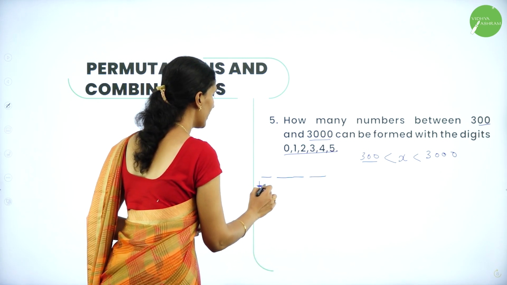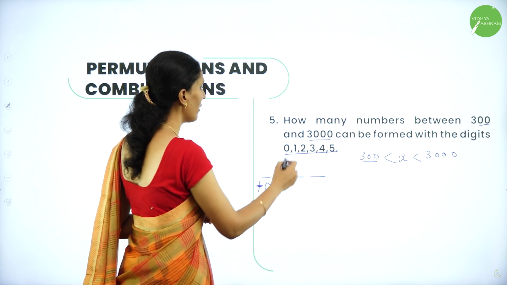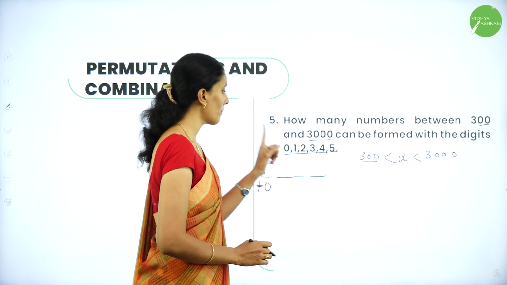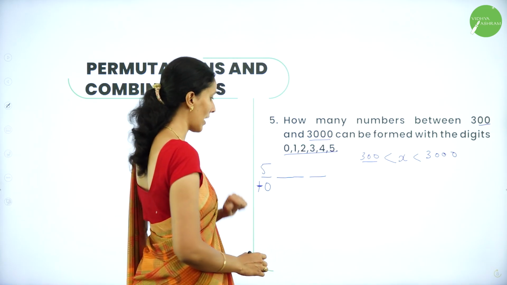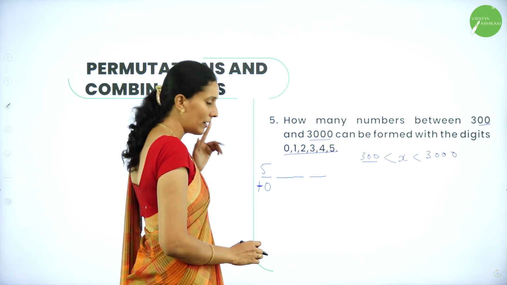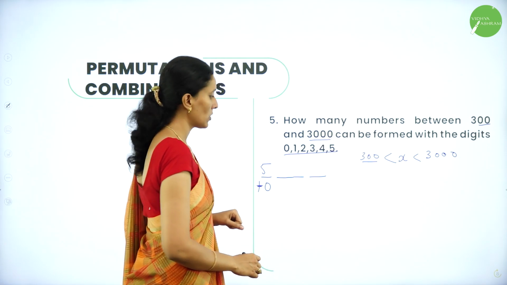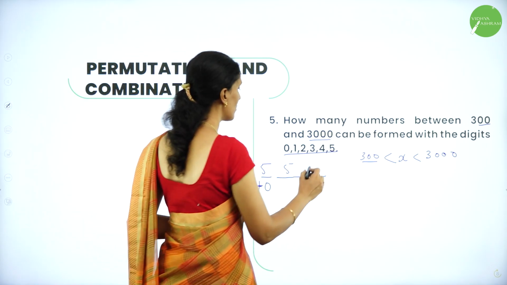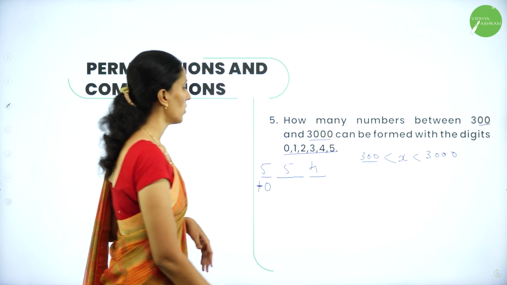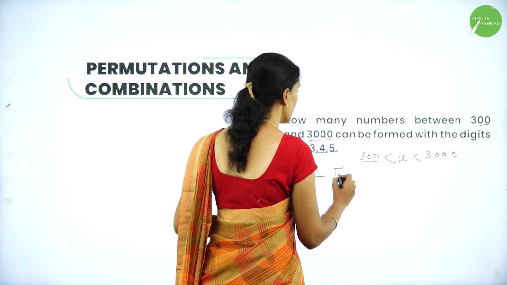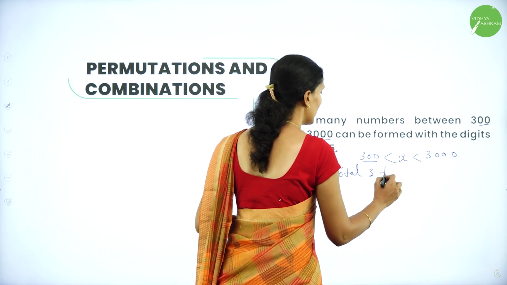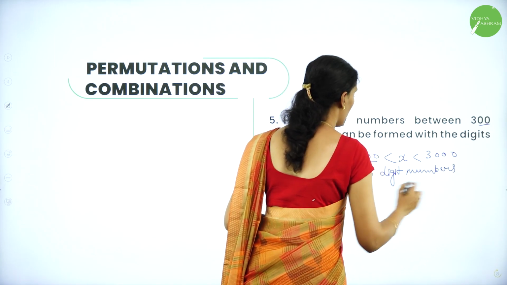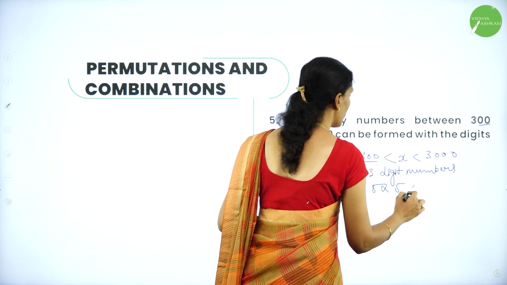Now 0 cannot be taken in the first place. So I cannot take 0 in the first place, therefore my choices are from 1 to 5, that is 5 choices I have. If one number is already taken, but 0 can be included in the other places also, what is my choice? 5 again. Then it is 4. So therefore total 3-digit numbers will be 5 into 5 into 4.